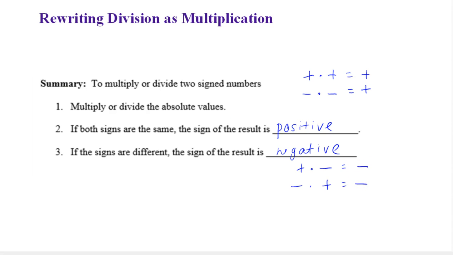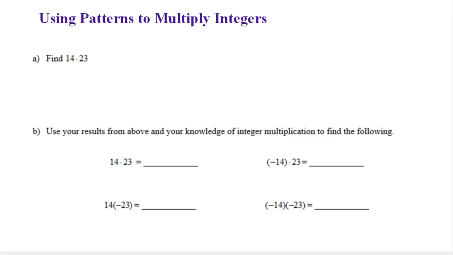So let's look at our problem. So here's the product of 14 and 23, and here we can look at all the different ways the signs can be related. So the first thing we need to do in any of these cases is find the product of their absolute values, which is the positive values. So 14 times 23.